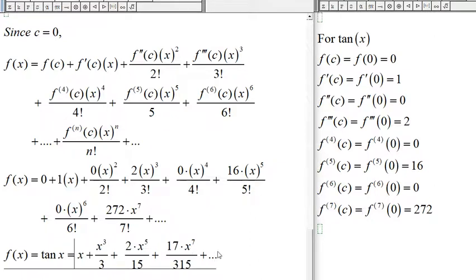And then the next term is going to be a little bit more involved to get. We know that the 8th derivative is going to be 0 at c, and so we need to get the 9th derivative, the 11th derivative, the 13th derivative, and so on. So this is the formula for the Taylor series expansion for tangent of x.